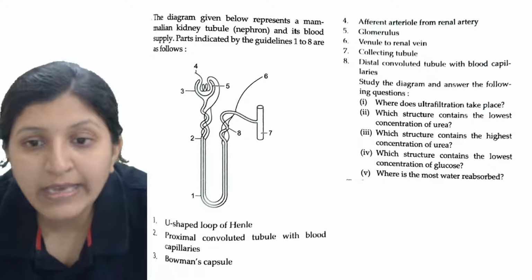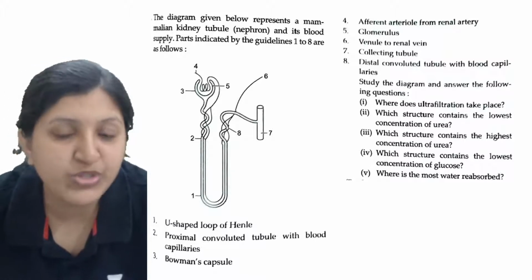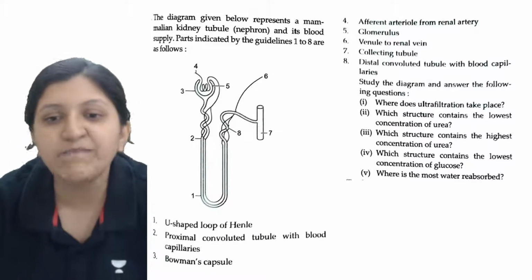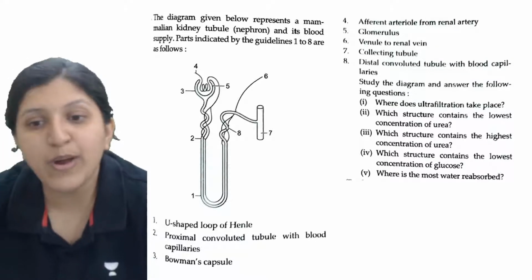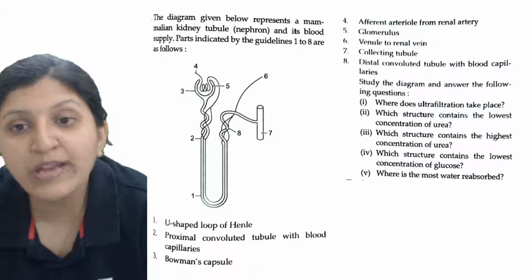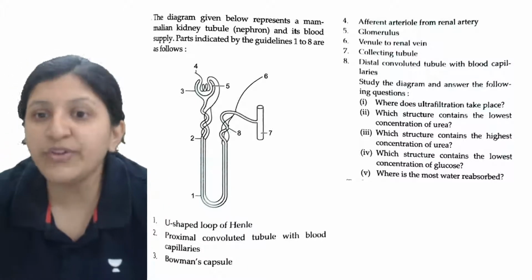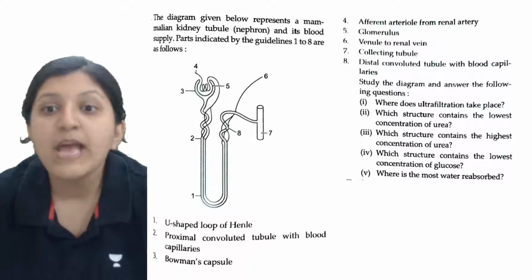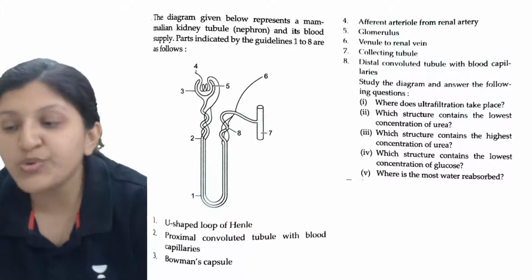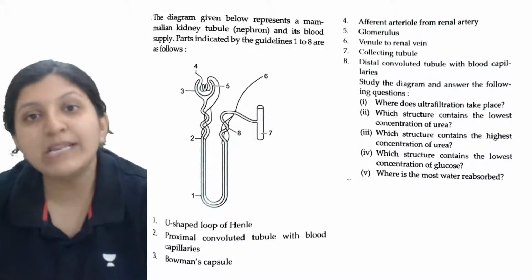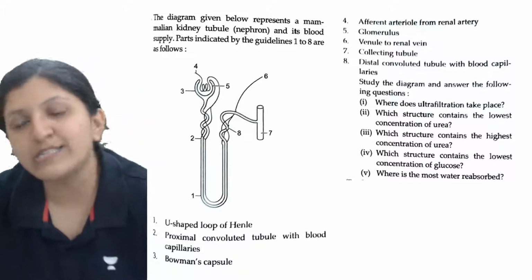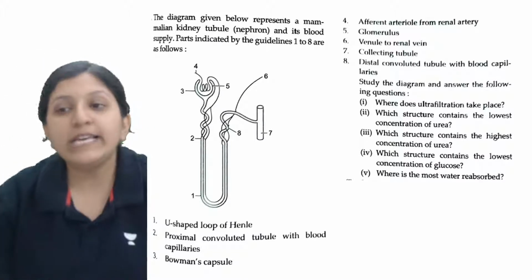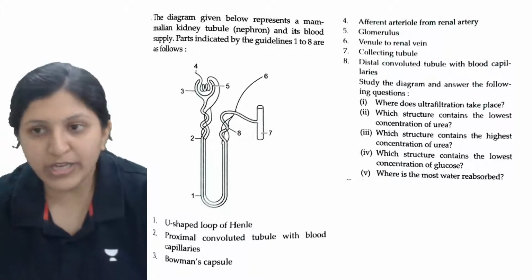One is the U-shaped loop of Henle. The proximal convoluted tubule is the second one. The third one is Bowman's capsule. The fourth one is the afferent arteriole. The fifth one is the glomerulus. Sixth one is venule to renal vein. Seventh one is collecting tubule or the collecting duct. Eighth one is distal convoluted tubule. So study the diagram and answer the following questions.